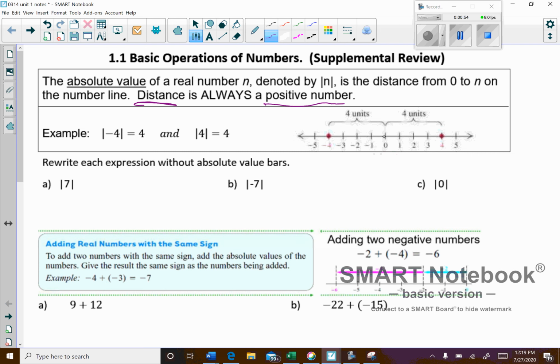Okay? So right here it says rewrite each expression without the absolute value bars. The absolute value of 7 is just going to be 7. That's 7 units away from 0. Same thing with -7. That's 7 units away from 0. We always measure it as being positive. Distance is always positive. Part C says absolute value of 0. Well, 0 is 0 away from 0, so that would just be 0 right there.